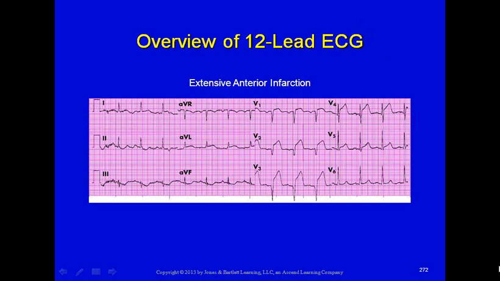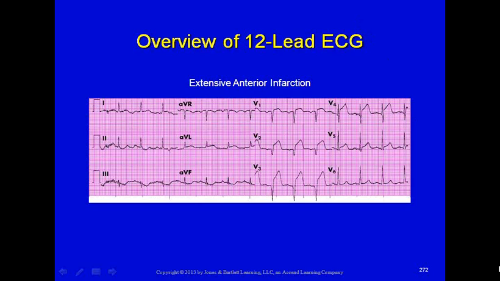So this is an extensive anterior infarction. This is the widowmaker. And if I would look at AVR, at this point it wouldn't be showing any elevated ST segments. But I'm also going to look for reciprocal changes. If I have all this injury going on the left side of the heart, on the back side and the right side, I should see some ST segment depression. And I do see some ST segment depression in 2, 3, and AVF. So those reciprocal changes in 2, 3, and AVF seal the deal for me.